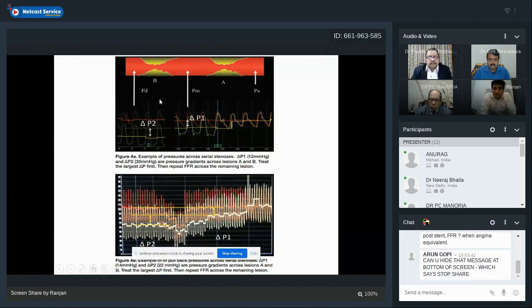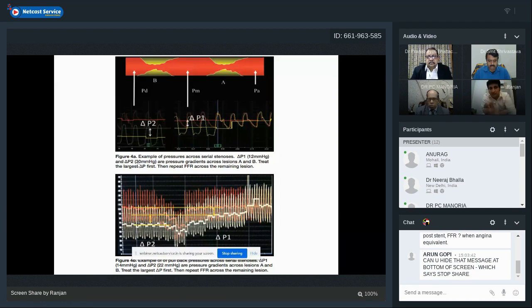Then you get one delta P, from here to here, the mean rise in FFR, and a second delta P across the second lesion. See whether delta P2 is bigger or P1 is bigger. Whichever is bigger, you treat that first. So in the example here, the delta P1 was 12 millimeter and delta P2 was 30 millimeter. This is got by IV adenosine and gradually pulling the FFR wire proximally. So whichever is higher, you do that first.